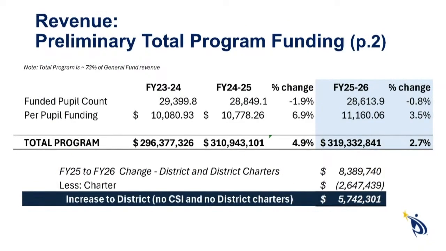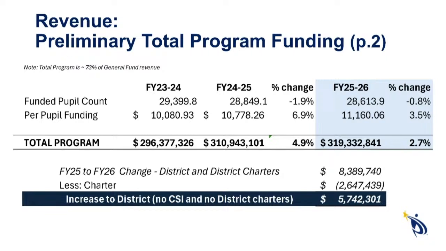So a different way to look at it, this is similar to a graphic I showed you a couple weeks ago. We've got columns there that compare fiscal year 24, 25, and on the farther right, slightly highlighted, 26. We anticipate that funded pupil count is down by about 0.8%, and that per pupil funding rate of $11,160, up about 3.5% due to the new formula and the 2.3% inflation rate embedded in there. Overall, an increase in total program by about 2.7%.